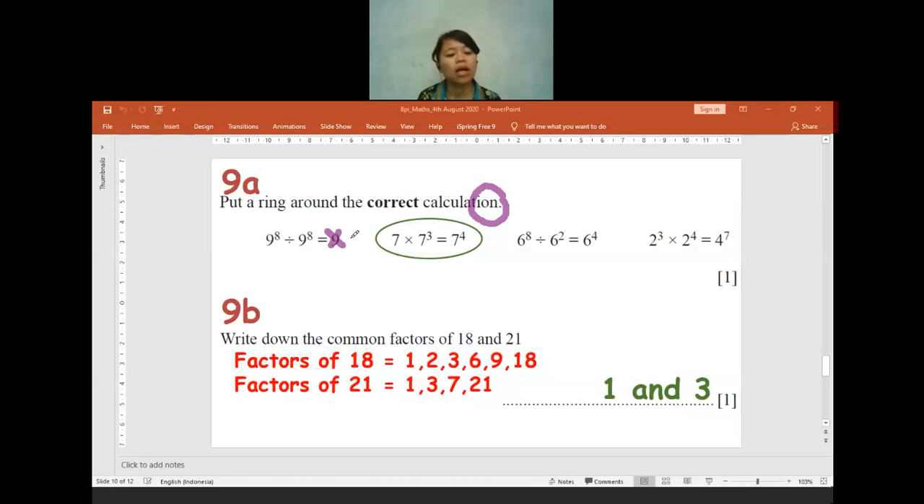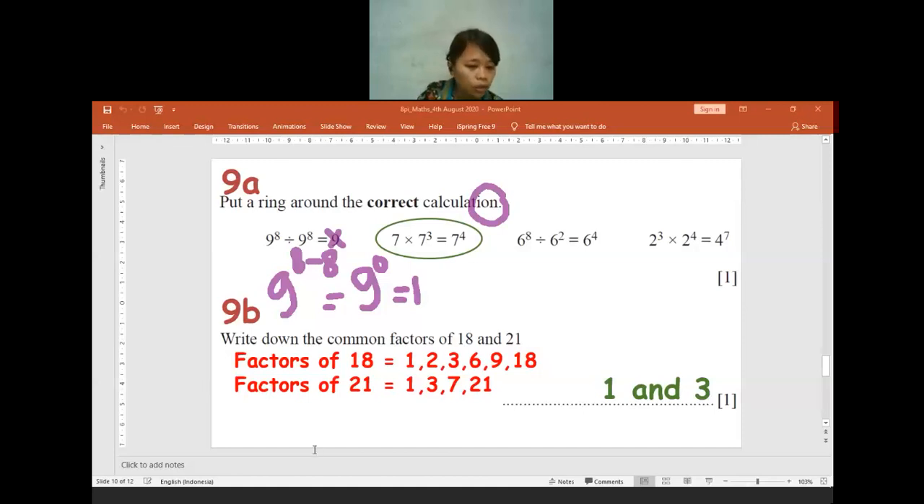When we have a division using indices, we will just directly subtract the power. So now we already have the power. The power is 8, both of them 8. So it will be 9 to the power of 8 minus 8. 8 minus 8 will be 0. So the final answer will be 9 to the power of 0, or you can write it as 1, because everything to the power of 0 is equal to 1.